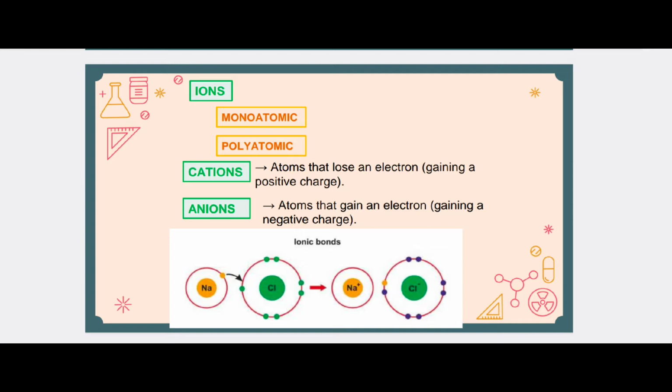Charges can be determined using the periodic table. Polyatomic ions are tightly bound groups of atoms that behave as a unit and carry a charge. Cations are atoms that lose an electron, gaining a positive charge. Anions are atoms that gain an electron, gaining a negative charge.